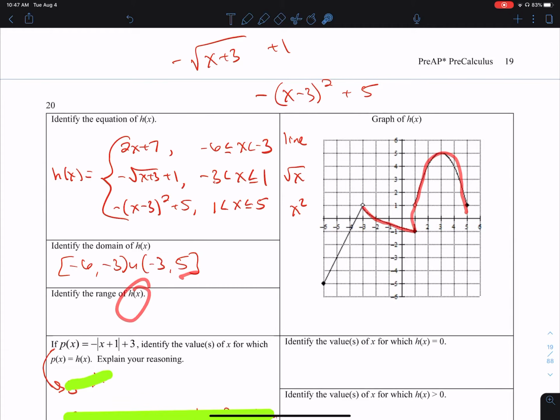What's the range of this? Let's look at our graph. It goes from negative 5 up to 1. It appears to skip over 1, but if you look here, 1's actually included here, so it doesn't skip over 1. It goes from negative 5 up to positive 5. Both included.